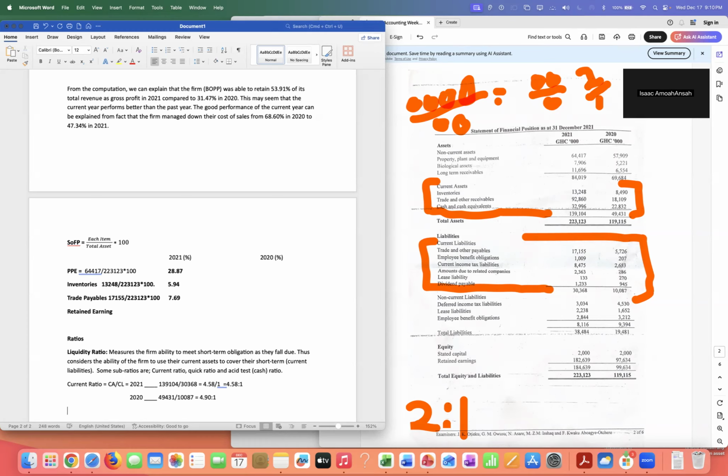For every 1 cedi's current liability, let's try to perform an analysis with this. For every 1 Ghana cedi current liability.